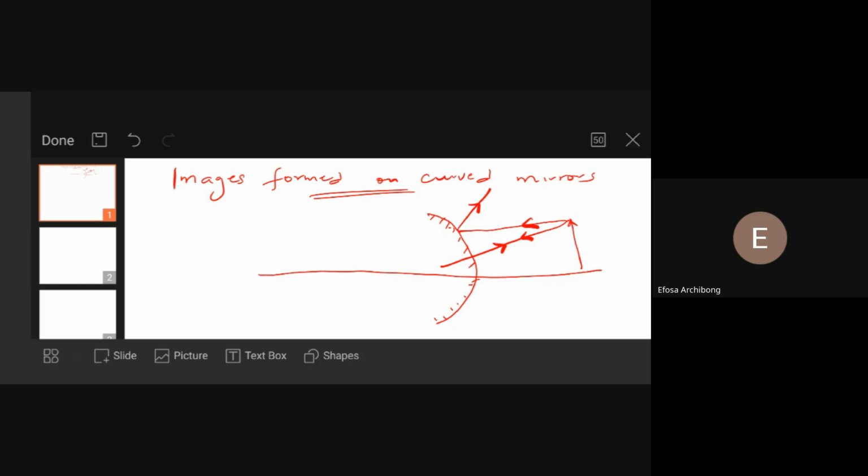So if I try to trace, these two lines can never meet on this side. This line will keep on going upward. This one will keep on going in its own direction. So these two ray lines can never meet. So I can now try to trace a point behind the mirror where the image can be formed.